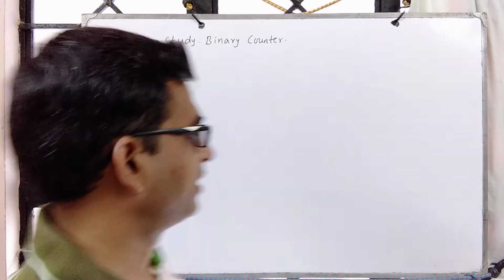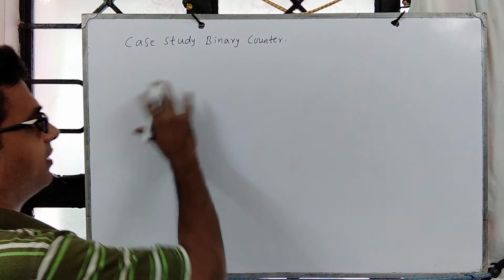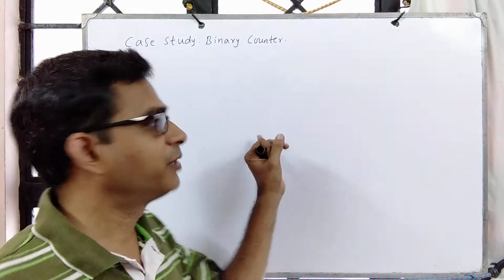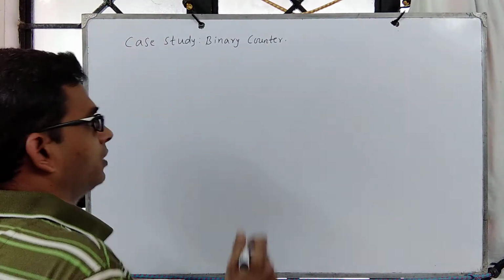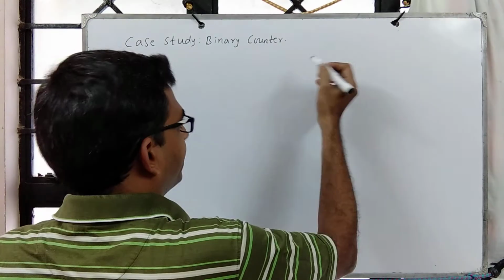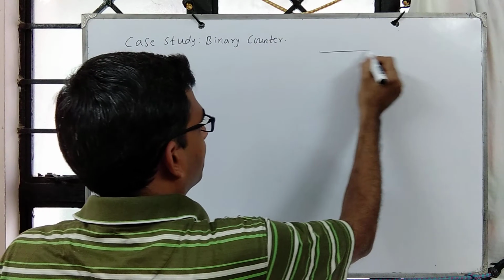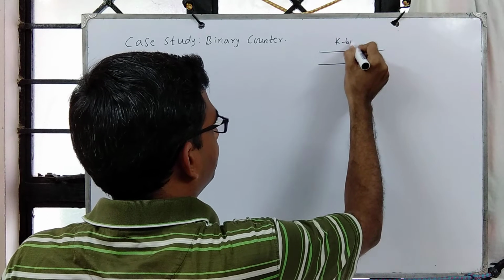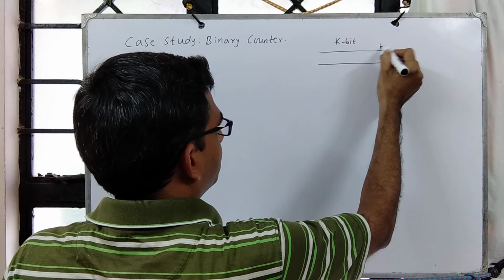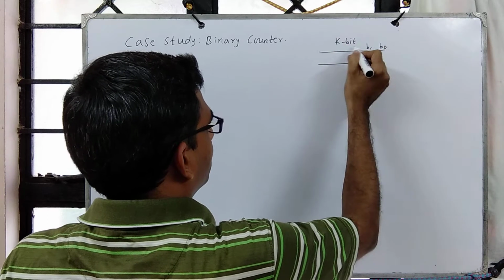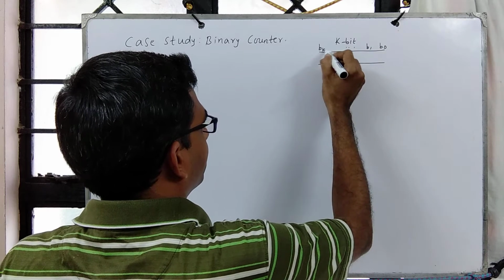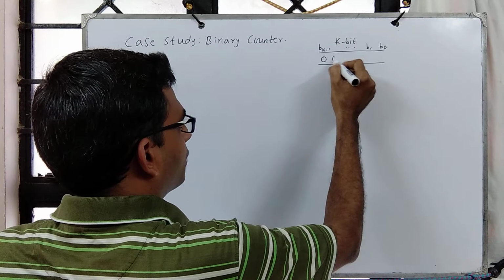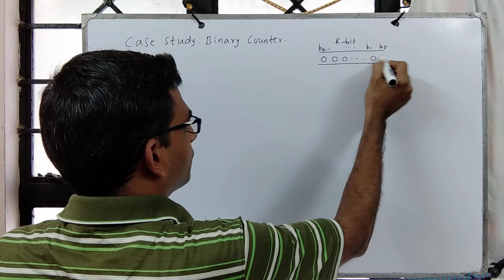We will continue our discussion on amortized analysis. So the next case study is binary counter. As part of this case study or data structure, we are given a k-bit binary counter. This is bit number 0, bit number 1, so on up to bit number k minus 1. And initially the counter is set to 0.